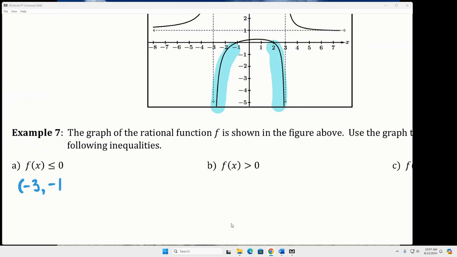So do you think we do a bracket or parenthesis on -1? Bracket. Why did you guys say bracket? Because it's less than or equal to. It's equal to 0 there. All right, and then we're going to do a union. We have a little break where it bumps up above the axis, but then at 2, we start moving below again, and we're going to be below until we get almost to 3.